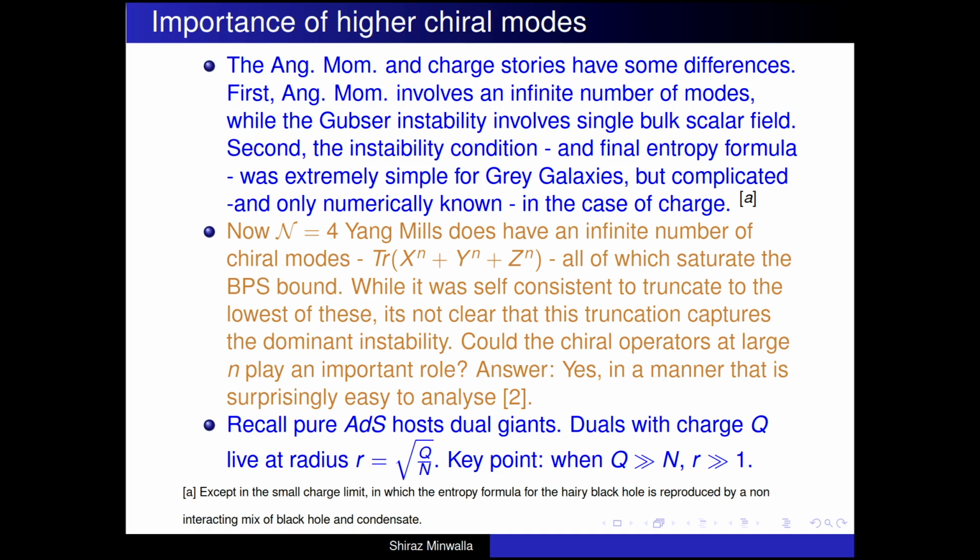Sounds a bit unsatisfying. Now, you might wonder, look, you've got an infinite number of modes also in N=4 Yang-Mills, the infinite number of chiral operators. We've stabilized the black hole with just one of them. Perhaps the others are also important. The stabilization was self-consistent. That didn't mean it was correct.